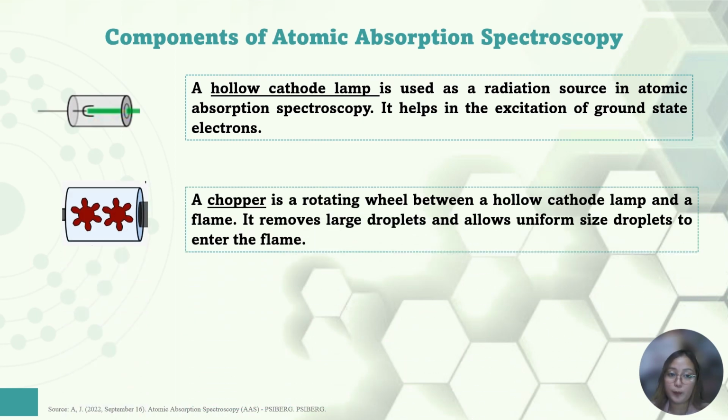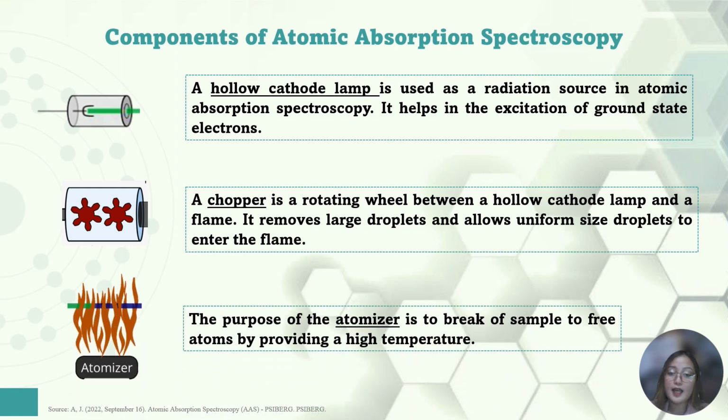Second is a chopper. A chopper is a rotating wheel between a hollow cathode lamp and a flame. It removes large droplets and allows uniform-sized droplets to enter the flame. Also, it breaks the steady light from the lamp into pulsating light. This gives the pulsating current in the photocell that is amplified and recorded without any interference.